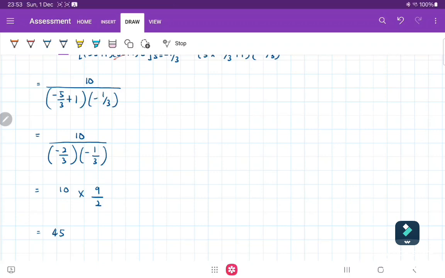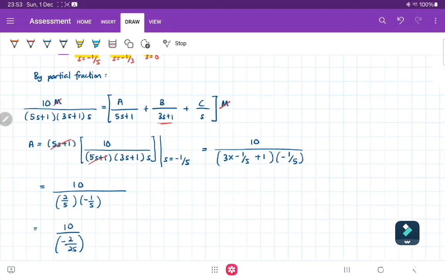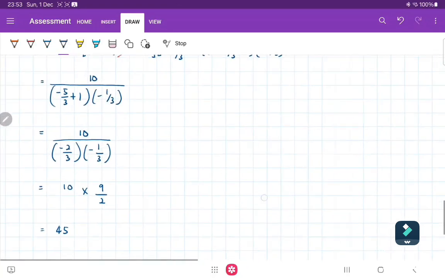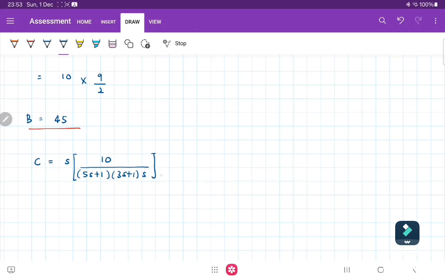Okay, let's continue with the last part, which is C over S. Yeah, this part. Okay, so for C, what we have here is for B just now. So for C, we know that it is S multiplied with 10 over 5s plus 1 multiply with 3s plus 1 multiply with s, and we are going to evaluate that at s equals to 0.